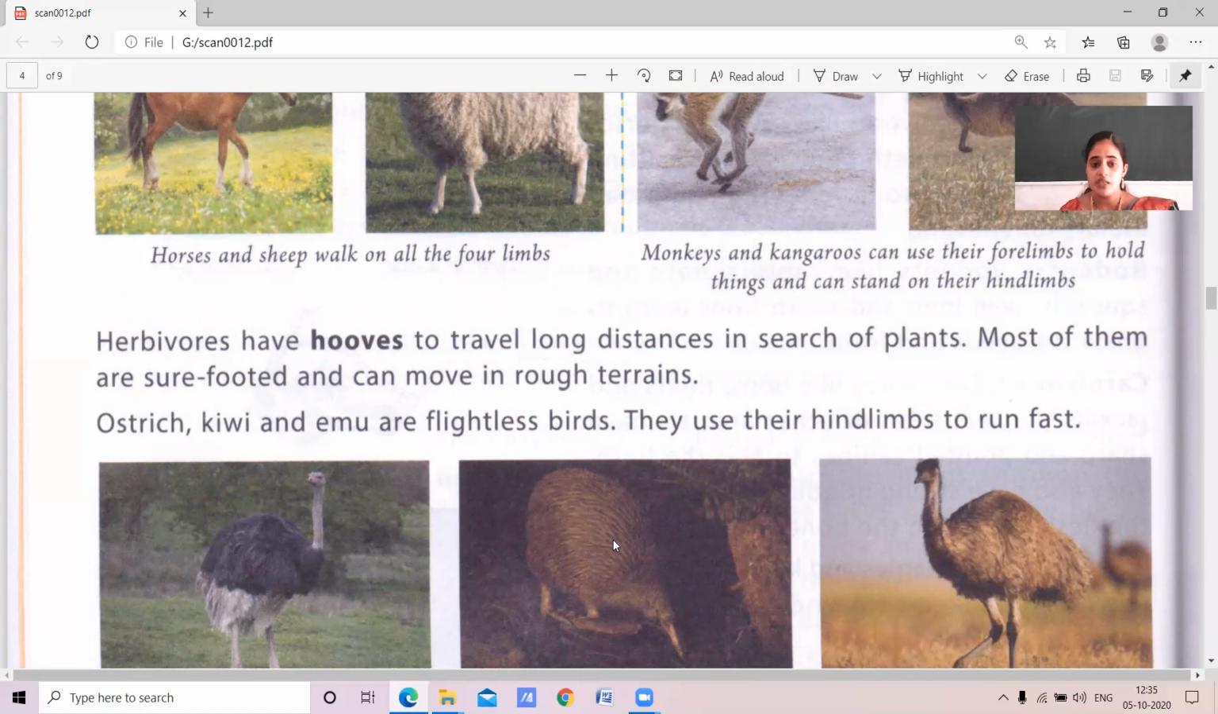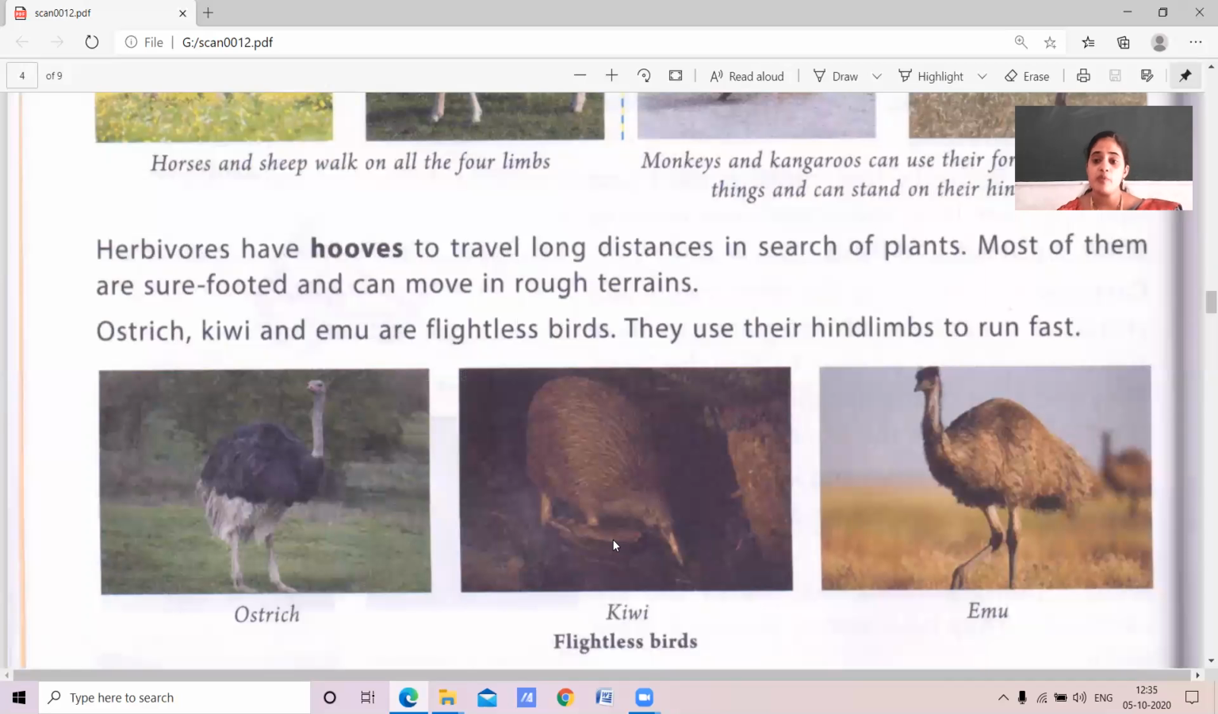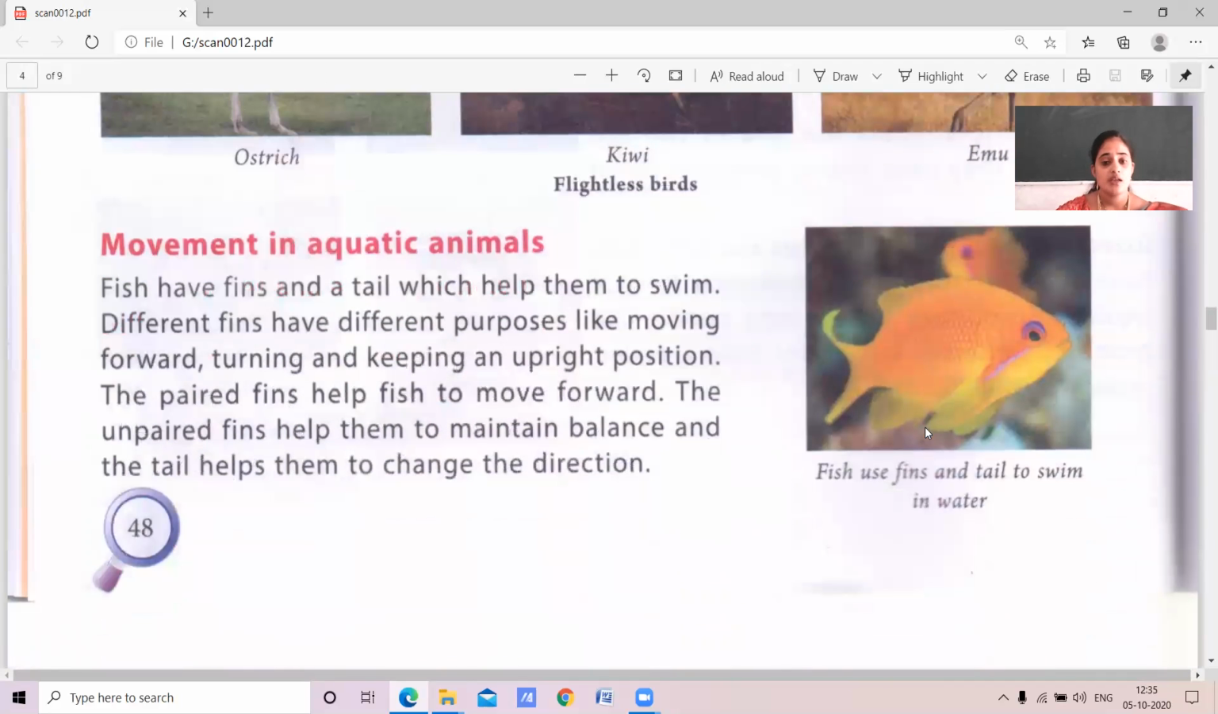Ostrich, kiwi, and emu are flightless birds. Some birds do not fly because of their body design. For example, the ostrich cannot fly because of its heavy weight. Kiwi and emu, you can see in this picture, use their hind limbs for running, for moving from one place to another, children. See, this is about movement in terrestrial, or land, animals.